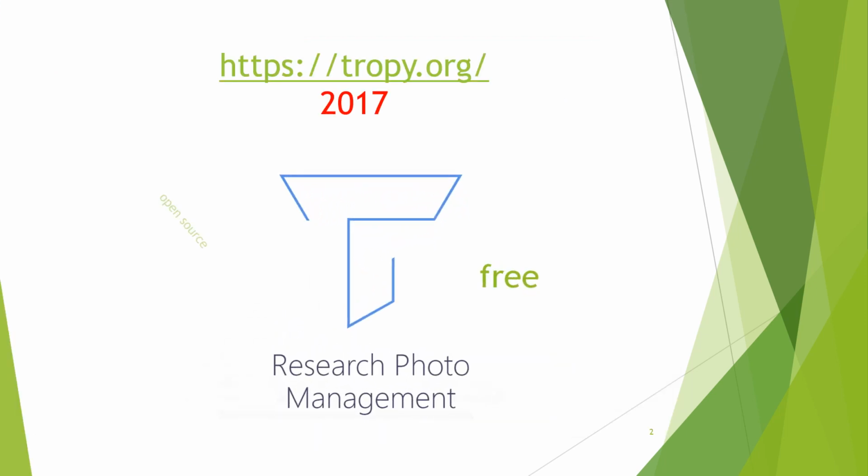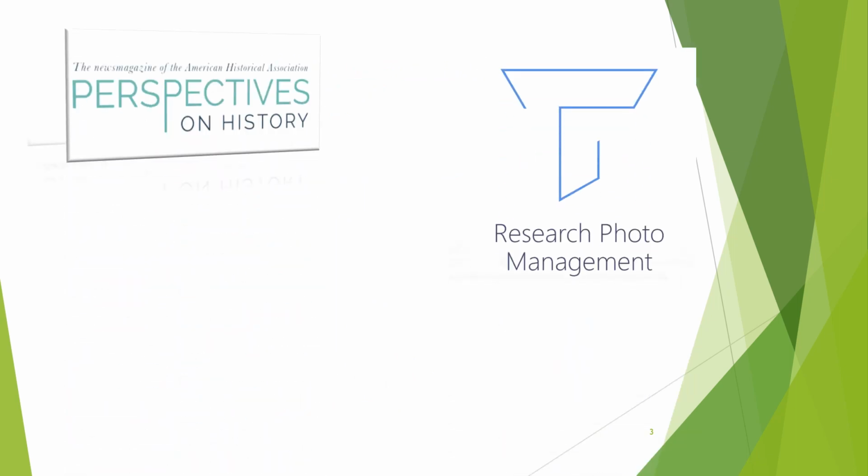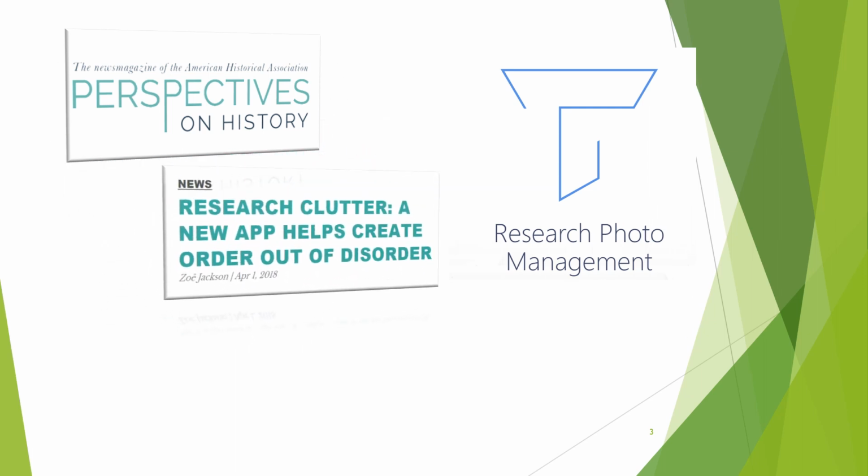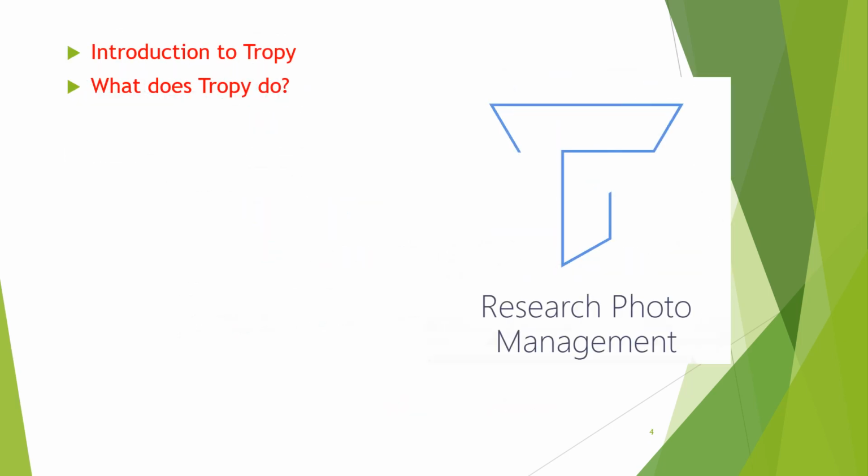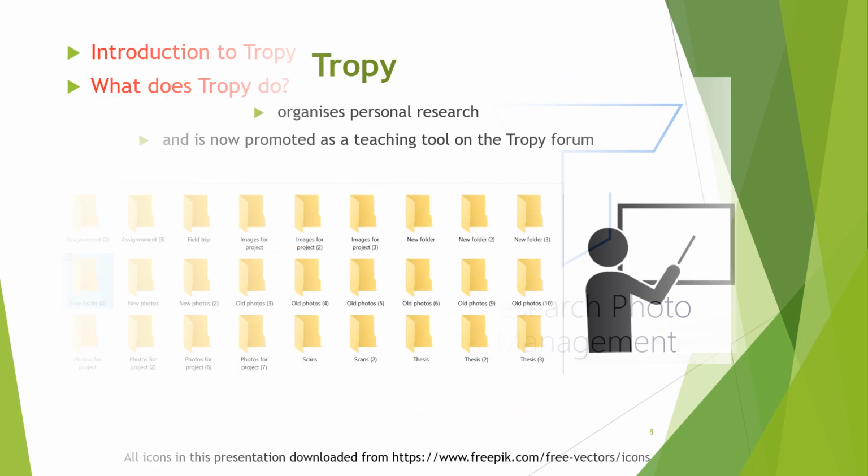Tropy is for managing research and was created at the Roy Rosenzweig Centre for History and New Media, the first version released 2017. It was developed to fill a gap in the research process. Zoe Jackson states that Tropy is for when a researcher returns home from the archives with thousands of photos to organise. So what does it do?